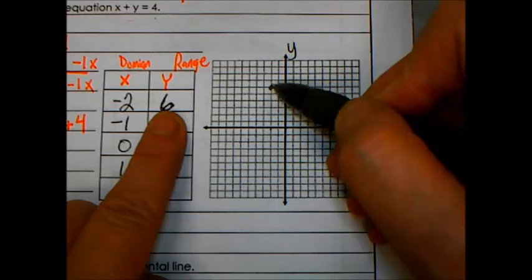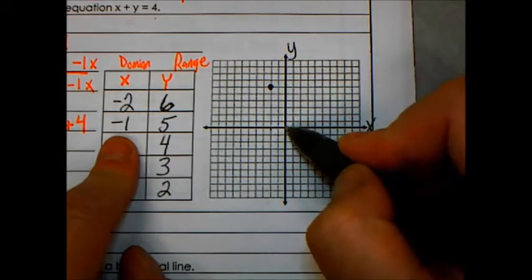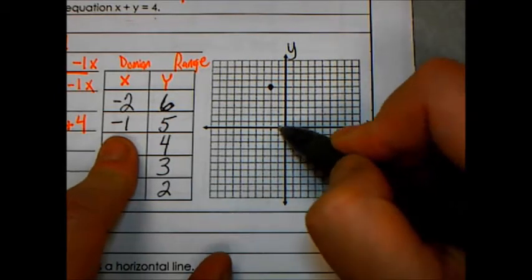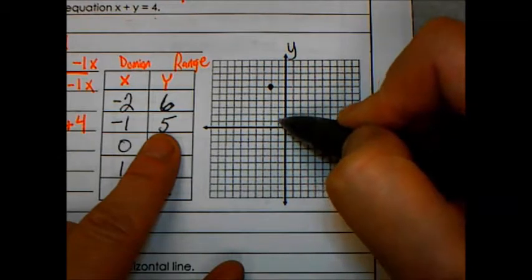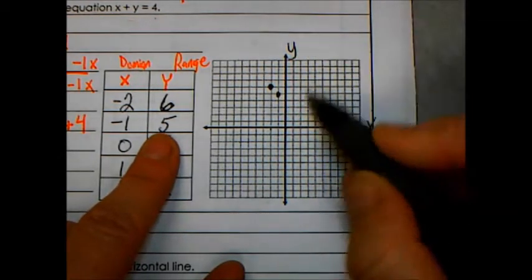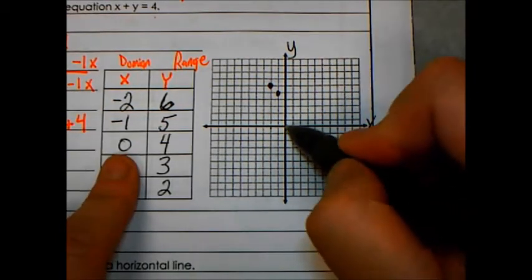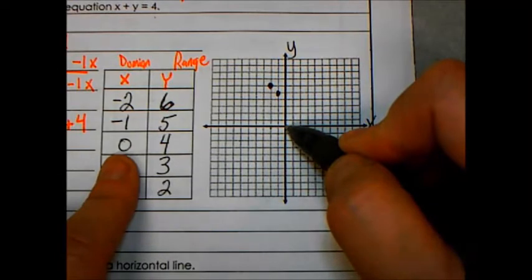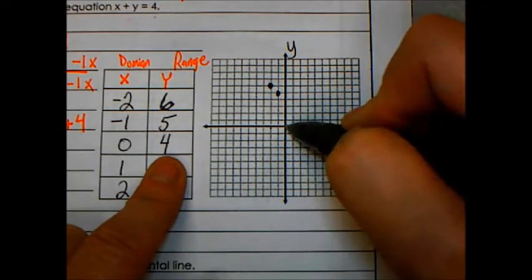Put a dot. Okay, go back to the origin and go to -1, which means I go left 1 and up 5. Put a dot. Okay. Then I go to the next point. It says 0. 0 is right there at the origin. I don't move left or right. I just now look at the y coordinate and it moves up 4.